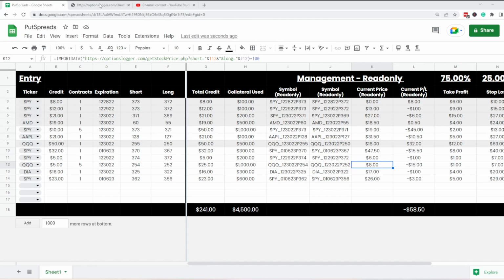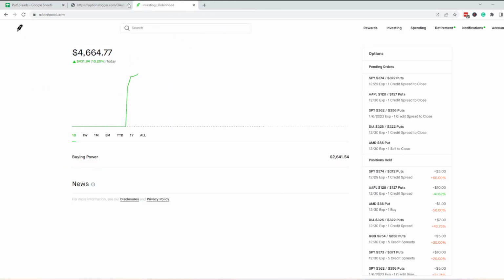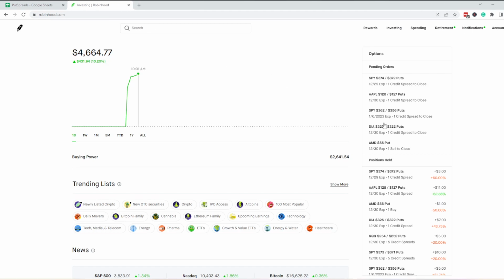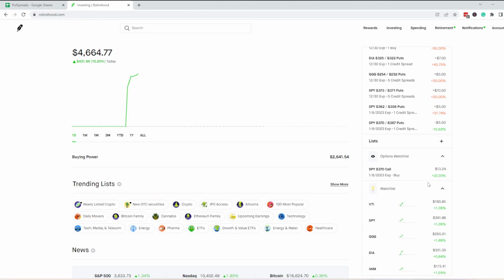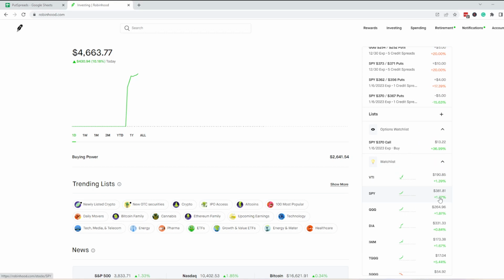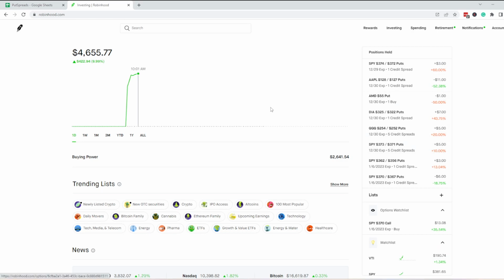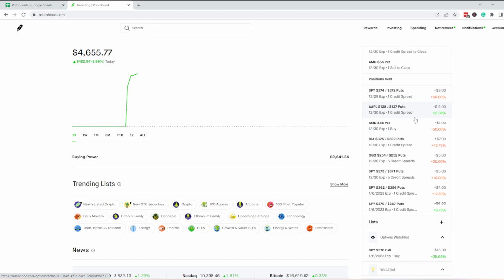Looking back at the market. Looking pretty green today. Looks like it rallied a little bit this morning. SPY is up 1.37%. QQQ is up almost 2%. Portfolios took a nice bounce after yesterday. Just looking at managing some of these positions now.